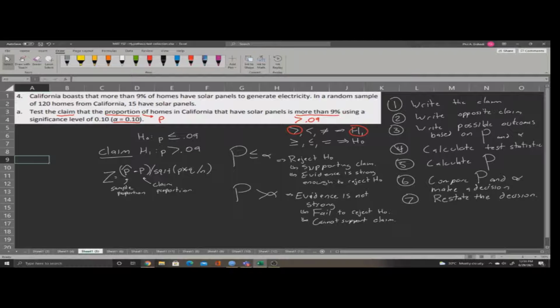So let's have a look at what we were given in the question. In our sample, we have 120 homes and 15 have solar panels. So we can say our x, that is the number that do have solar panels, is 15. Our n, the total size of the sample, is 120. So our p hat, we would take x divided by n. So we'll say equals 15 divided by 120. This gives us our p hat.